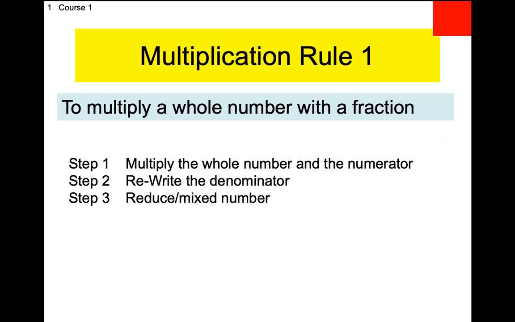Box 1, please write this down. When you have a whole number multiplied by a fraction, so you're multiplying a whole number times a fraction, 3 steps. Step number 1, you multiply the whole number by the numerator. Step number 2, you rewrite the denominator. Technically, you're done at that point, but since it's fractions, we always have this last step, which is reduce, write as a mixed number.